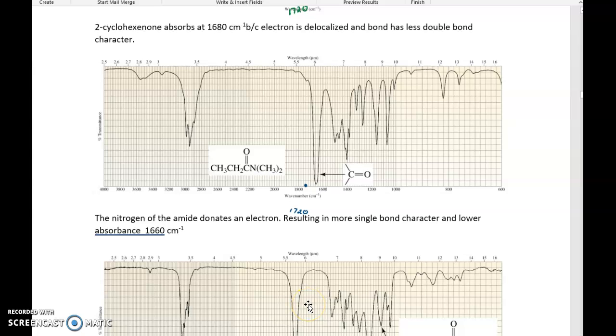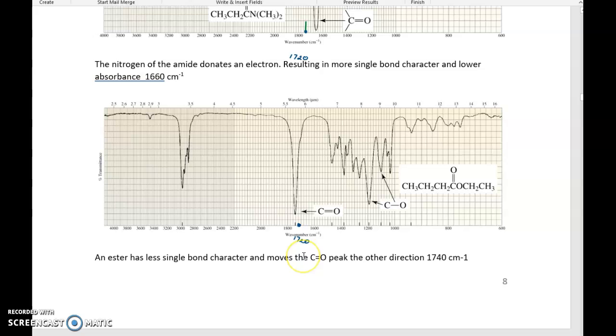If we have an amide, we will find that it's downshifted. Here is our 1720, and the amide shifts it to the right. And I've got an absorbance of 1660 on that one. If we have an ester, we find that it shifts it to the left. Here's our 1720 right here, and this has been moved over, and the ester has less single bonded character, and it moves it the other direction to 1740.